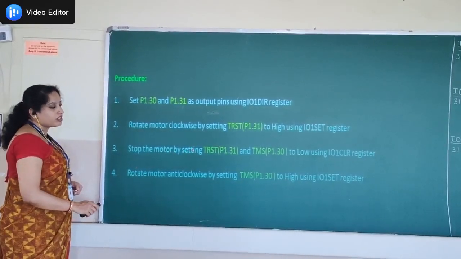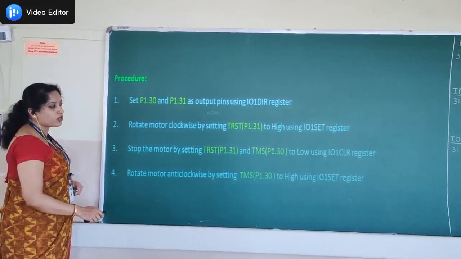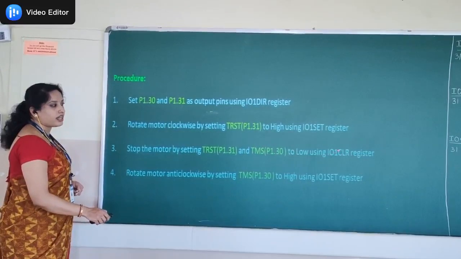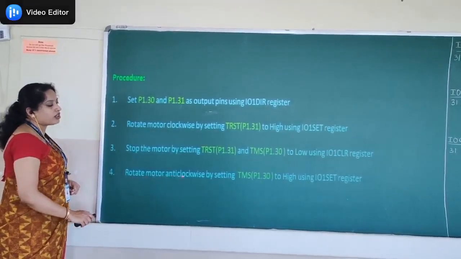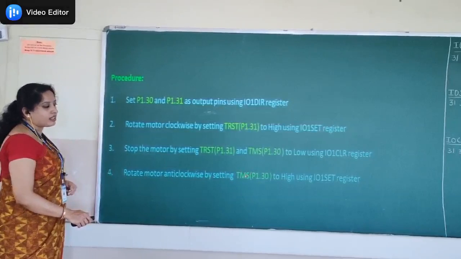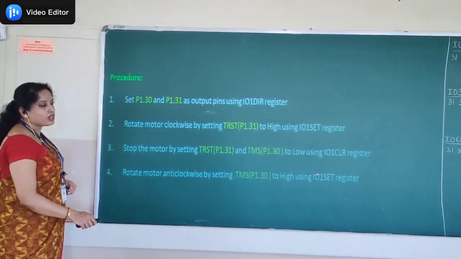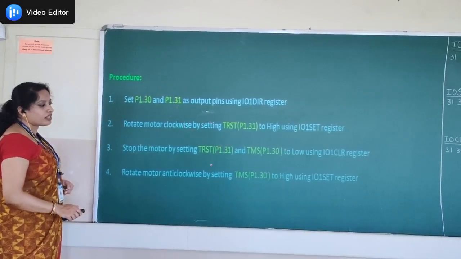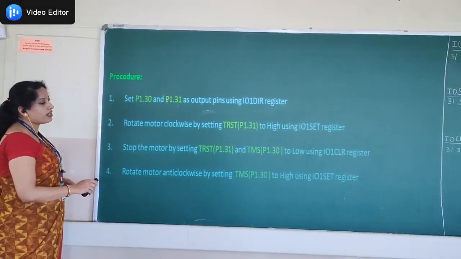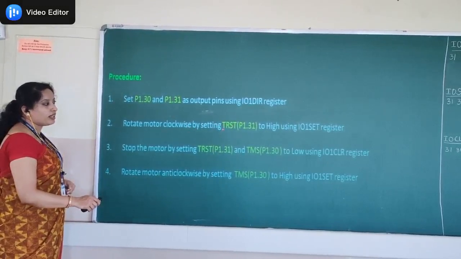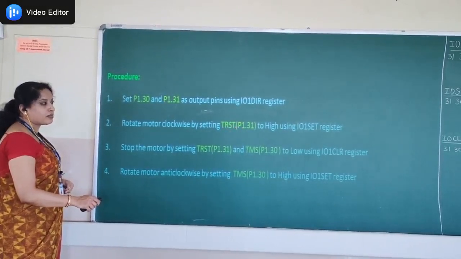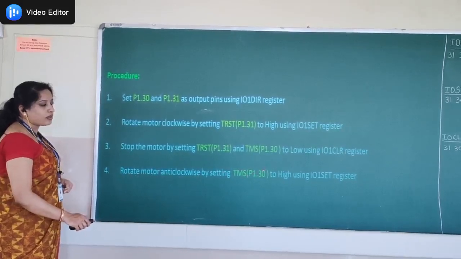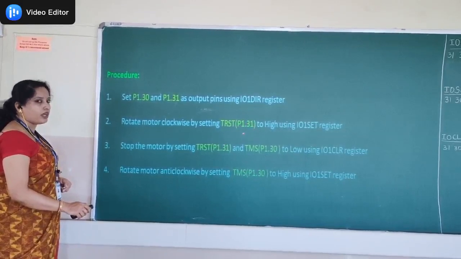Stop the motor. To stop the motor, you apply a low pulse on both the pins TRST and TMS using the IO1CLR register. Next, rotate the motor anti-clockwise by setting the TMS pin to high using the IO1SET register. Whenever you are rotating a motor clockwise or anti-clockwise, one of the pins will be high. For clockwise rotation, only TRST will be high and TMS will be low, and to rotate the motor anti-clockwise, TMS will be high and TRST will be low.